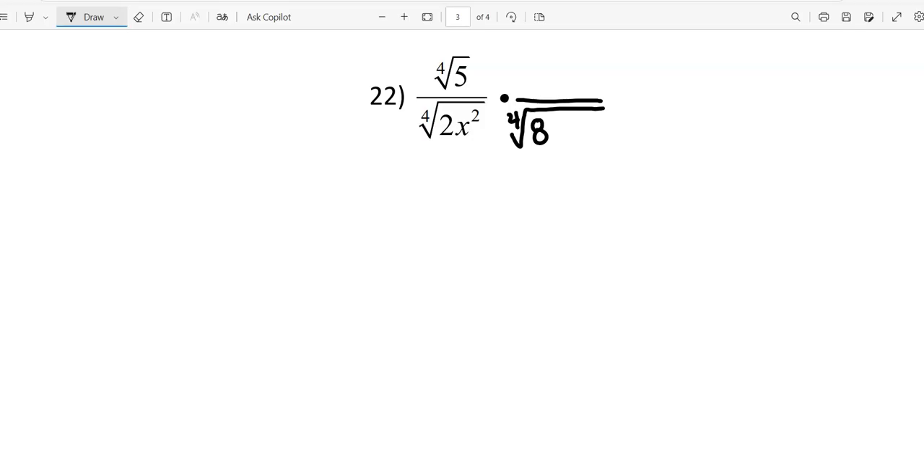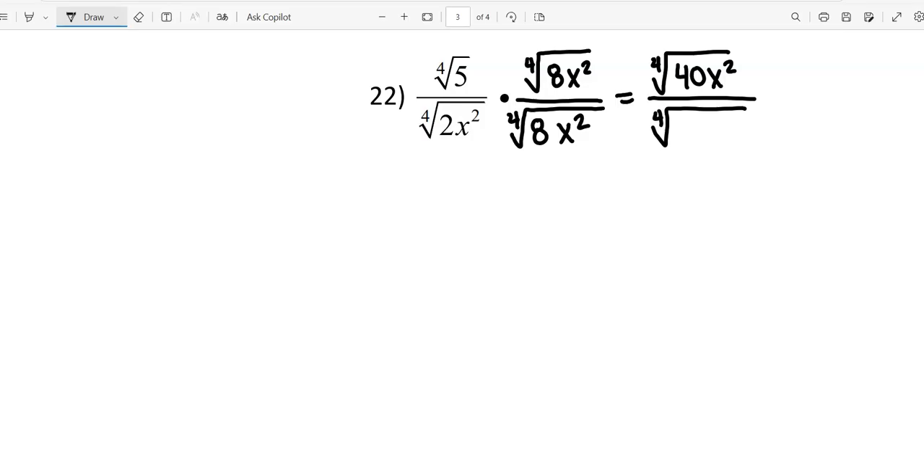What could I multiply x squared by to get a fourth root that I know? X to the what? 4? Even lower than that. If I wanted to get x to the 4th, I could multiply by x squared, right? So then same thing on the top. Fourth root of 8x squared. On the top, your 5 is underneath a fourth root, and so is your 8x squared. So you can multiply those together. So that'll be the fourth root of 40x squared. Over, on the bottom, we've got the fourth root of 2 times 8 is 16. And x squared times x squared is x to the 4th.